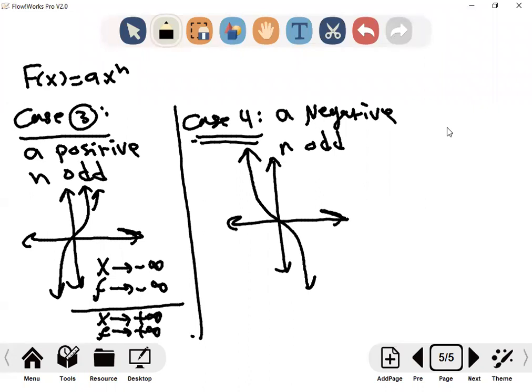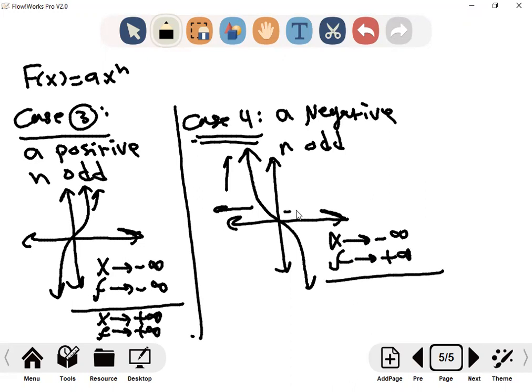But here, what's the end behavior? As x goes to negative infinity, the function goes up, right? So as x goes to negative infinity, the function goes to positive. And as x goes to positive infinity, the function goes down. As x goes to positive infinity, the function goes to negative. So here we have opposite, but there the same. Negative, negative, positive, positive. Here, negative, positive, positive, negative. Got it? So we have different.